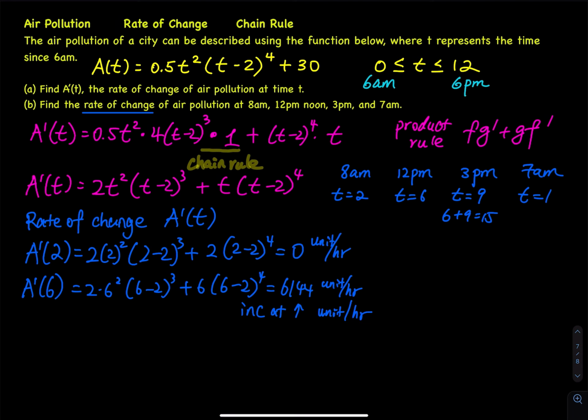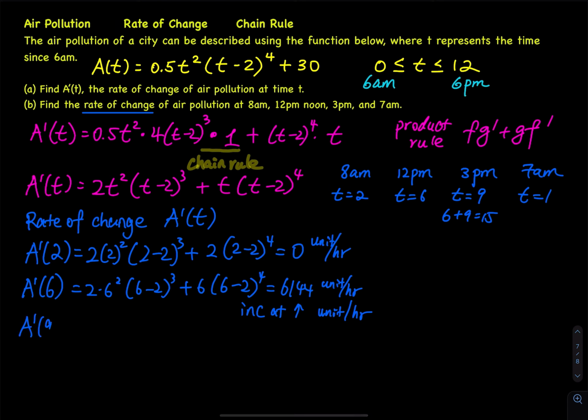So the rate of change, the derivative, can be 0, positive, or negative. If the rate of change is 0, that means nothing is changing at that time. If the rate of change is positive, that means the air pollution is increasing at that specific time. And if the rate of change is negative, that means the air pollution is decreasing at that time. All right, so the rate of change can be positive, negative, or 0. 0, no change. Negative, decreasing. Positive, increasing, just like the slope.